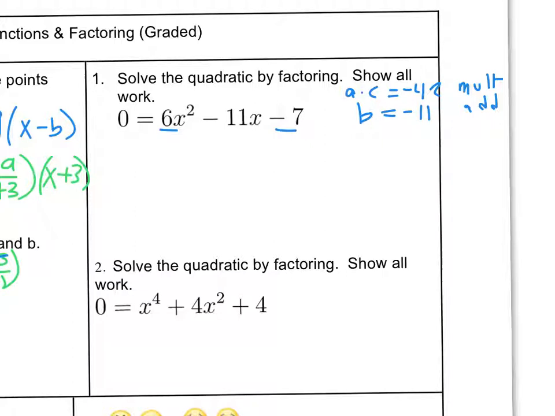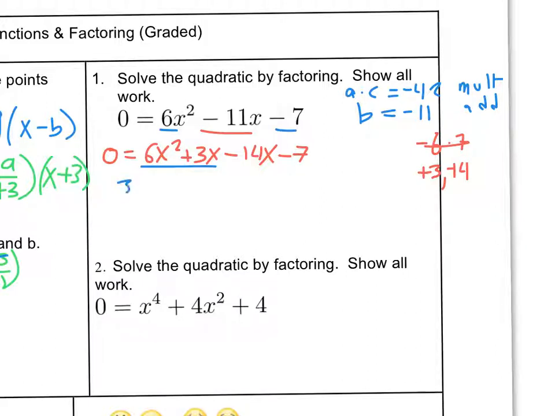As soon as I see negative 42, I want to do negative 6 times 7, but those don't add up to negative 11. Okay, maybe I'll do double 7 and half 6, and I get negative 3 and 14. That's close. I got positive 11. Let's make those opposite. All that does is give me what I need to break this middle term up. So we get 0 is equal to 6x squared plus 3x minus 14x and minus 7.